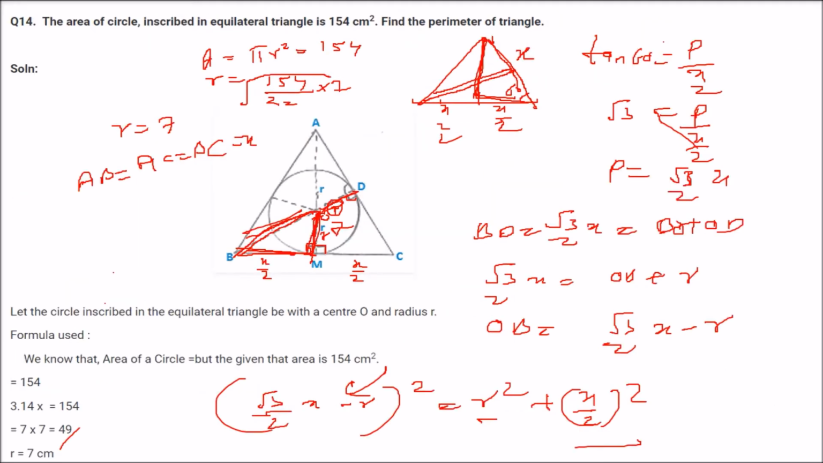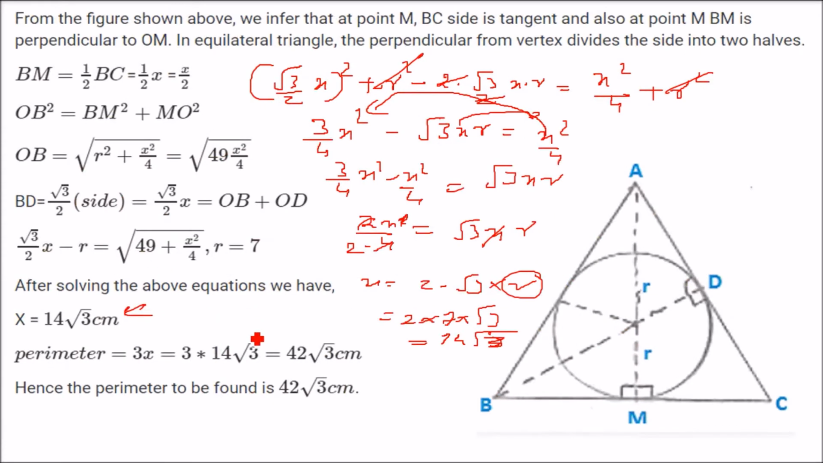So now, as I just suggested, the perimeter of this equilateral triangle will be 3 into side. That is 3 into 14√3. So this is going to be 42√3. 3 into 14√3 is going to be 42√3. This is the answer.